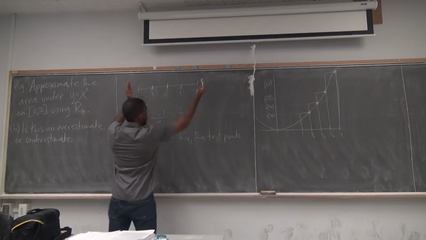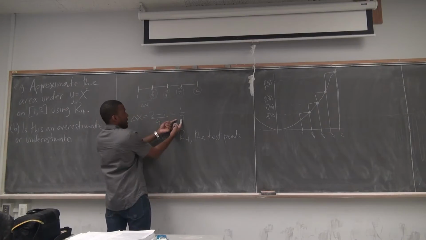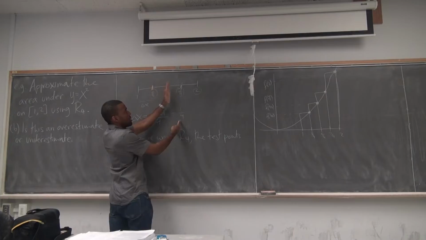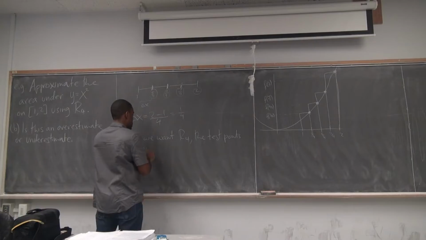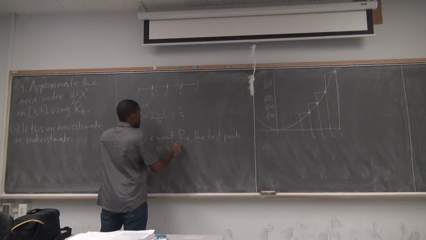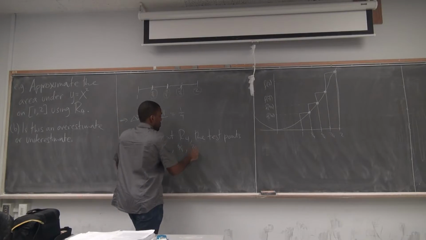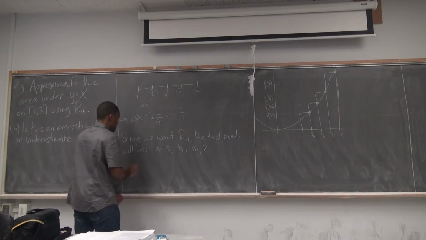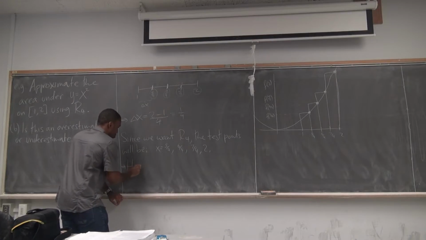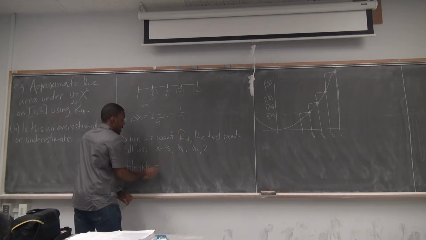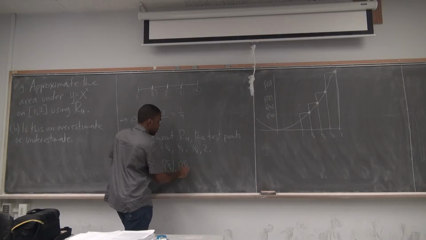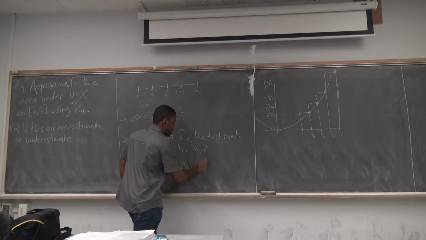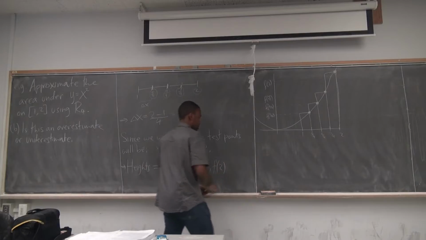So basically, I write this interval, dissect it into 4 equal parts, find the delta x, that allows me to find all these numbers, plug in all the numbers on the right into the function, and add them up. So the test points here will be x equals 5 over 4, 6 over 4, 7 over 4, 2. Which means the heights are going to be f of 5 over 4, f of 6 over 4, f of 7 over 4, f of 2.